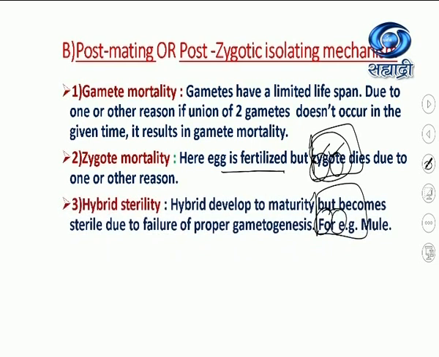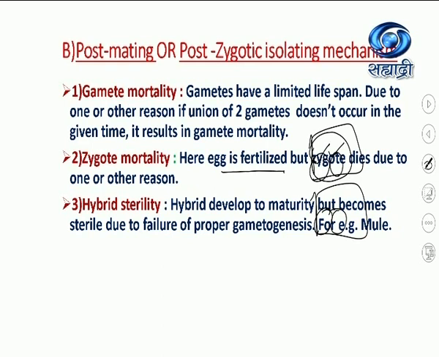And the third is hybrid sterility. Hybrids develop to maturity but become sterile due to failure of proper gametogenesis. A very good example is a mating between a donkey and a horse. They are able to stay in the same habitat, they sexually mature at the same time, they mate with each other, they form an offspring, a mule is developed, but this mule is a sterile individual.